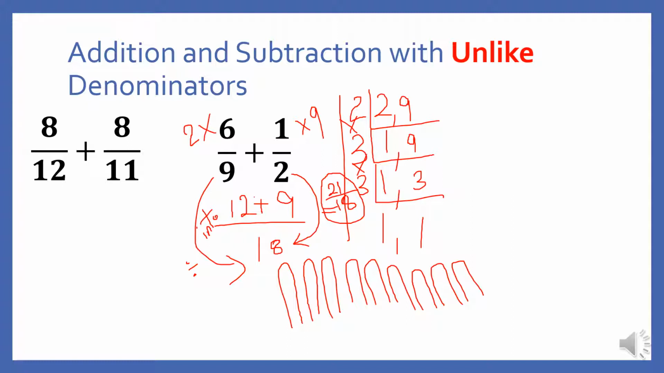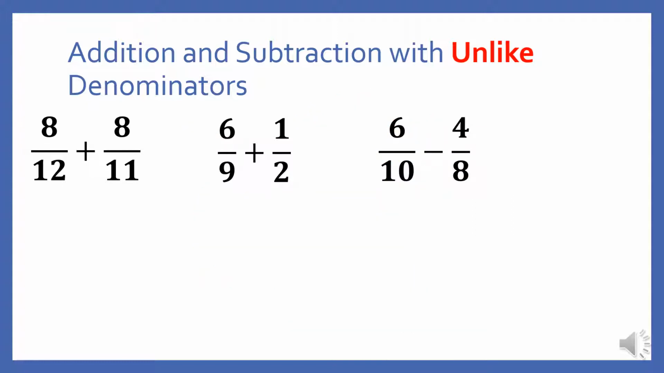We're going to look at another example. We have 6 over 10 subtract 4 over 8. We don't have common denominators, so we need to find the LCM. What is the LCM of 8 and 10, or 10 and 8? Let's begin. I'm going to use 2. 2 can go into 8 4 times. 2 can go into 10 5 times.